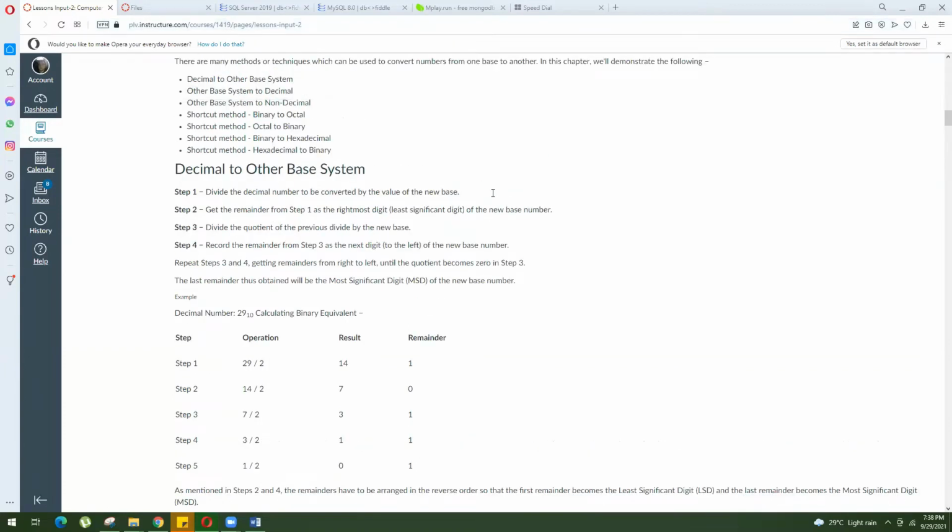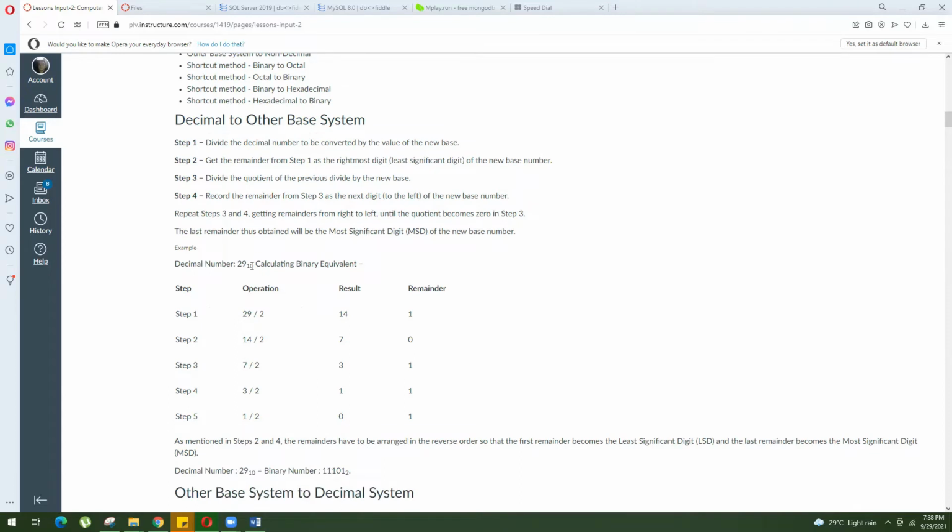Now, what would you do if you want to convert a decimal to another base system like binary, octal, or hexadecimal? In this example, we have the decimal number 29, or 29 base 10. We want to convert it into binary. How, or what shall we do?